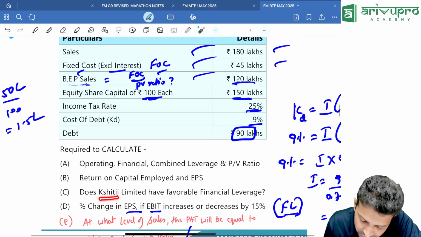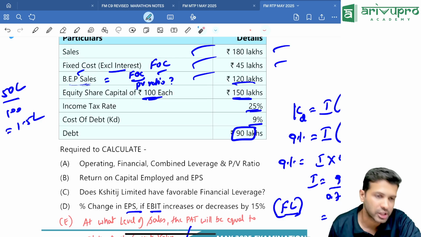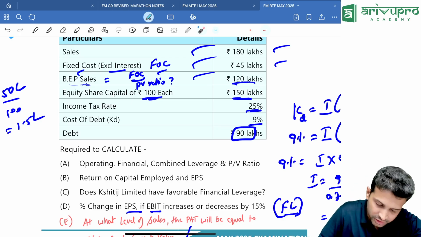Third one, they asked, once again, I'll read that third requirement for you. They're asking you, does this Kshitij Limited company have favorable financial leverage? Sir, financial leverage measures financial risk. It measures financial risk.